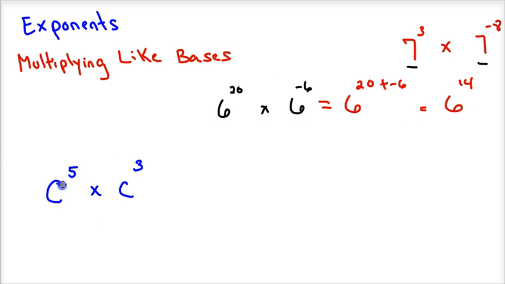And last, c to the 5th times c to the 3rd. Okay, now we're going with variables. Same concept. Do I have the same base? Same base. Excellent. My base is c. c to the 5th, c to the 3rd, add my exponents, c to the 8th. Questions so far?